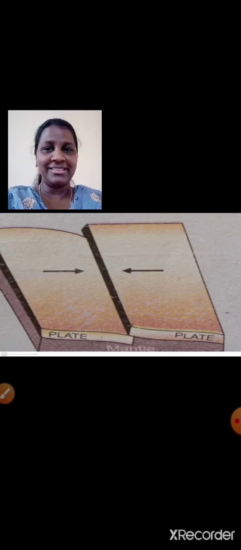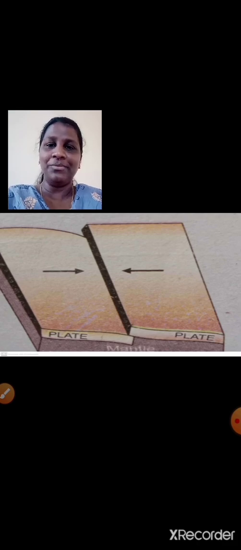Can you identify this image, students? Yes, it shows the convergent boundary. Here, the two adjacent tectonic plates move towards each other. So it's very clear, it's convergent boundary.